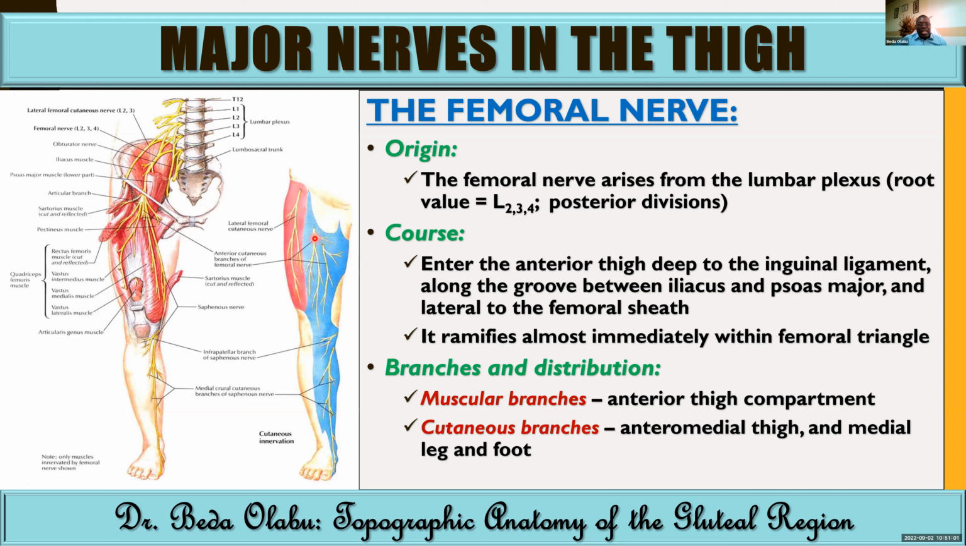They largely go to the anteromedial skin of the thigh, but also go to the medial side of the leg and foot. So what are the names of these branches? We have the anterior cutaneous branches from the femoral nerve. Remember, there's the intermediate, and then there's the medial cutaneous nerve of the thigh. So there are branches eventually of the femoral nerve. But then the terminal branch of the femoral nerve is called the saphenous nerve.